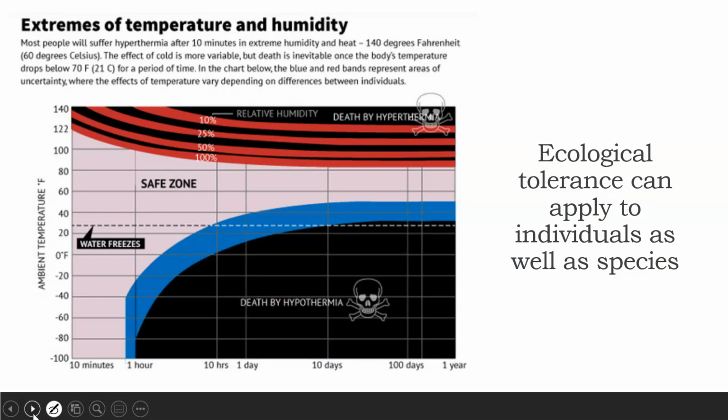And furthermore, the ecological tolerance can apply to specific individuals and species. So within the human race, there are people who can tolerate different levels of temperature and humidity than others. So this blue line or blue area is the range that some people, specific individuals, can tolerate colder temperatures. So where some people may not make it more than an hour at negative 20 degrees, there's some people who could last down to negative 40 for a whole hour. I don't think that person is me.